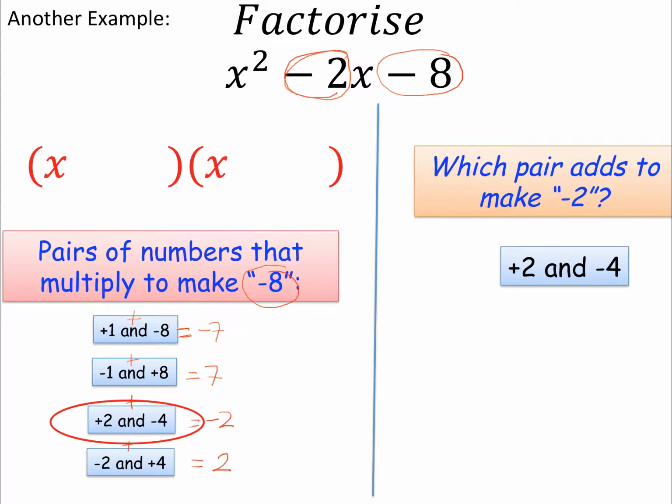A minus 2. Then all we have to do is we have these two brackets here, and we put plus 2 in one bracket, and we put minus 4 in one bracket. Right? And therefore, our answer is what? x plus 2 in one bracket and x minus 4 in one bracket. It doesn't matter which bracket you put the numbers in at this stage.